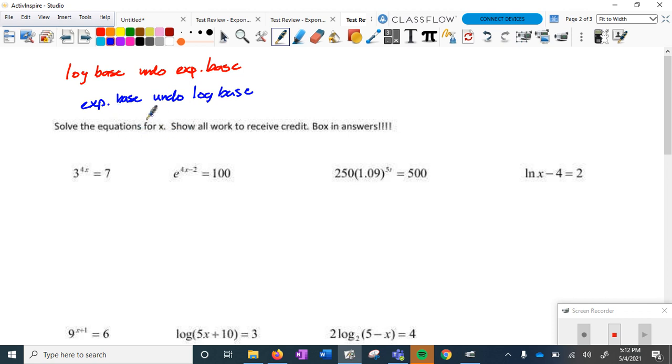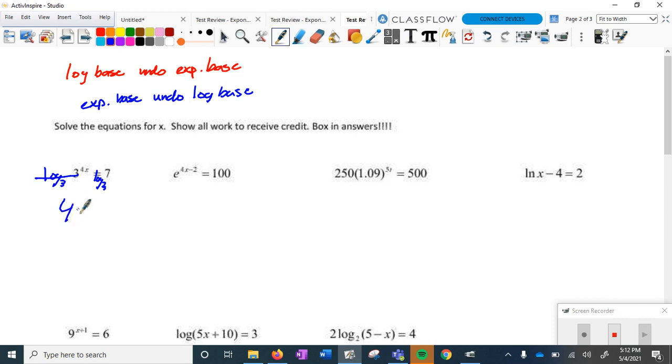So if we want to solve for x, we look at this one. I've got x up in the exponent. Okay, that means I need to undo this 3. Okay, can we divide by 3? I hope you said no, because the 3 is an exponential base. So to undo the 3, we need to use a log base 3. And we're going to do it to both sides because, again, that's our rules about solving. Whatever I do to one side, I do to the other.